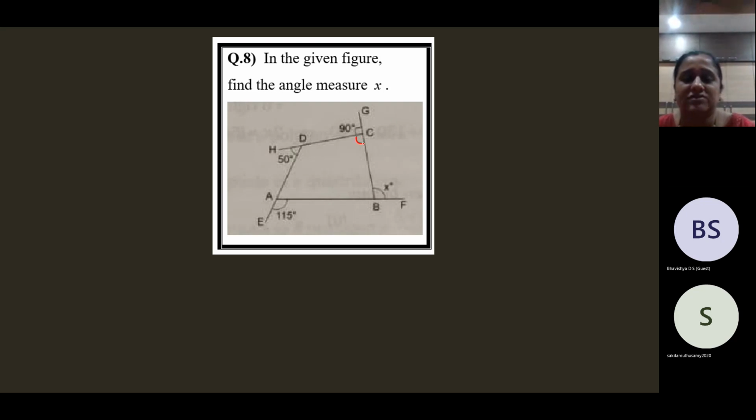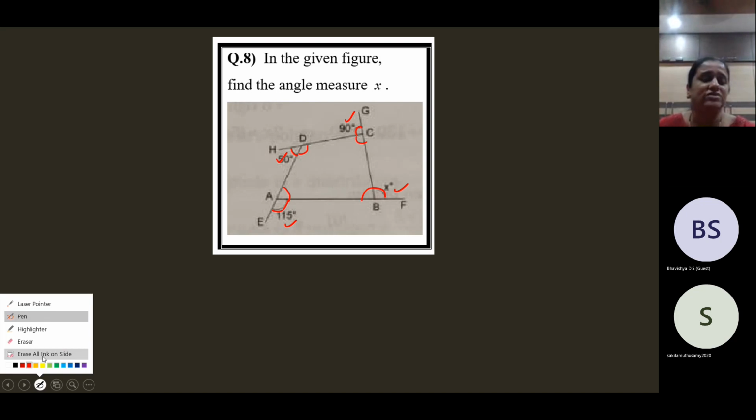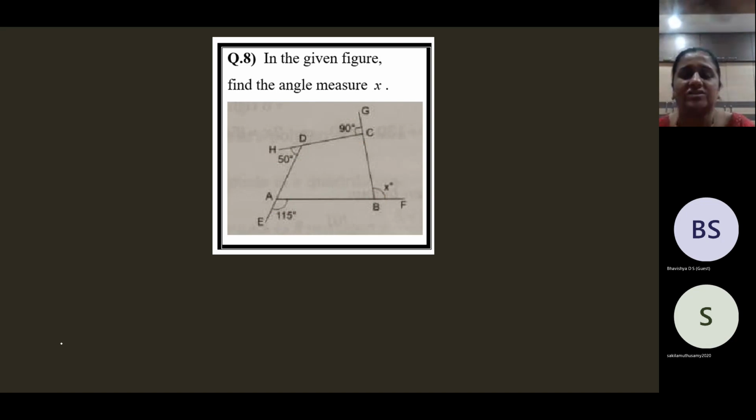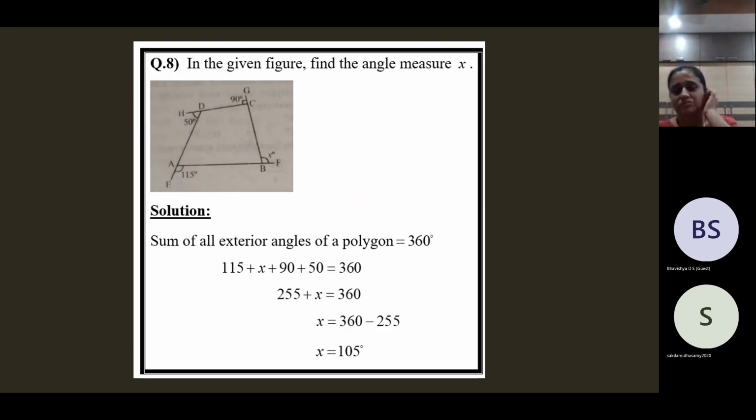See, this is the interior angle, this is the exterior angle, interior angle, exterior angle. So all these angles given are exterior angles, the 4 exterior angles. We know that the sum of all the exterior angles in a polygon is equal to 360 degrees. 90 plus 50 plus 115 plus x is equal to 360. So solve and find the value of x.